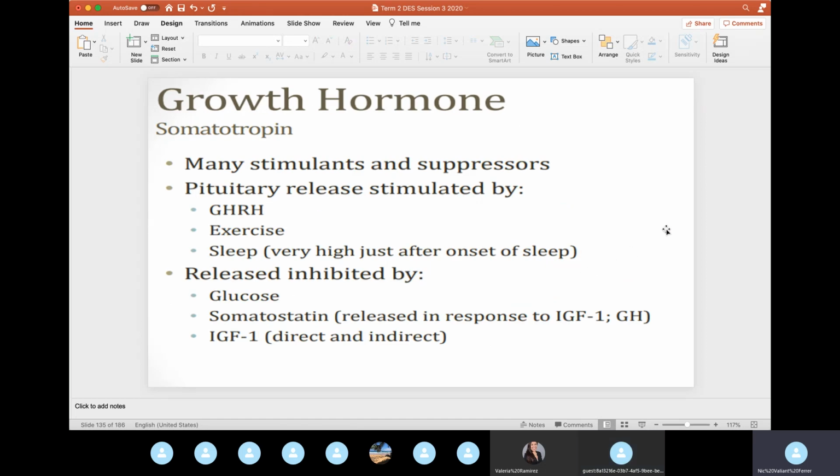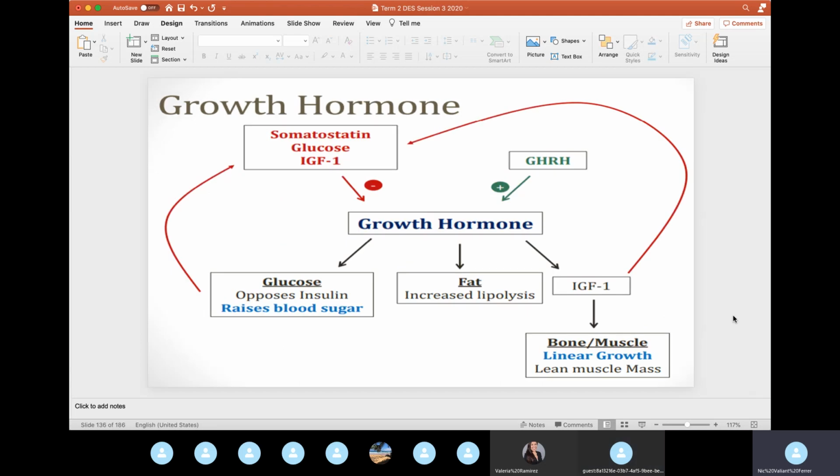Growth hormone, think about anabolism. You're building up. Think about anabolic steroids, right? Growth hormone. You're growing. Think about that. It is stimulated by GHRH, growth hormone releasing hormone, exercise and sleep, and inhibited by glucose, somatostatin, high yield, and IGF-1. This is the mechanism. GHRH increases growth hormone. Somatostatin, glucose, and IGF-1 decrease the growth hormone.